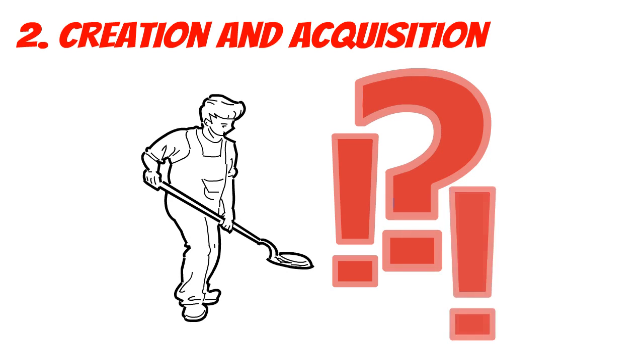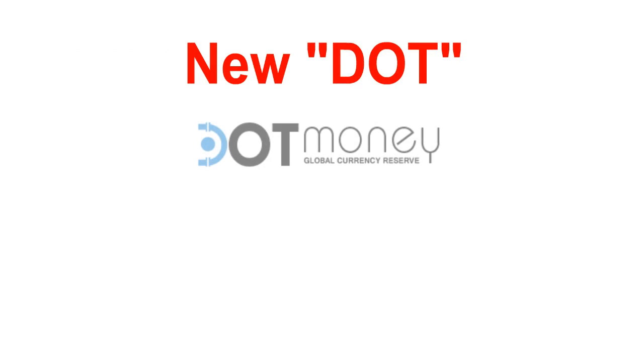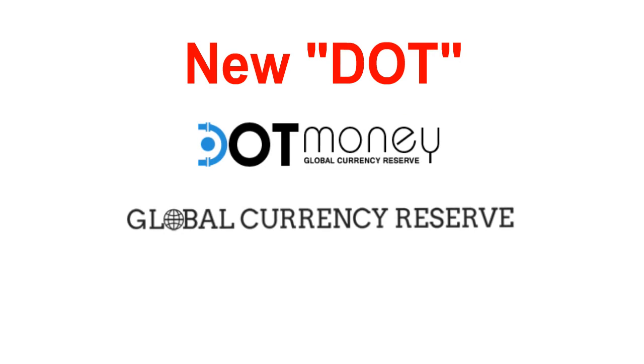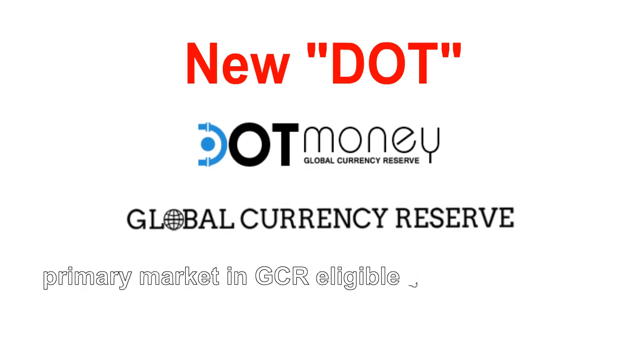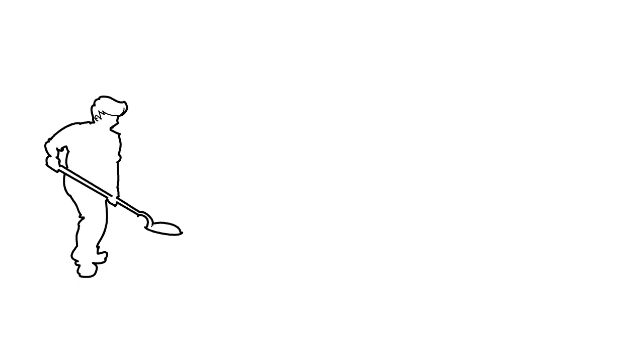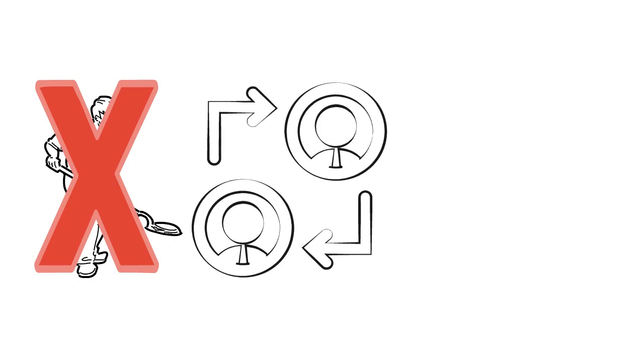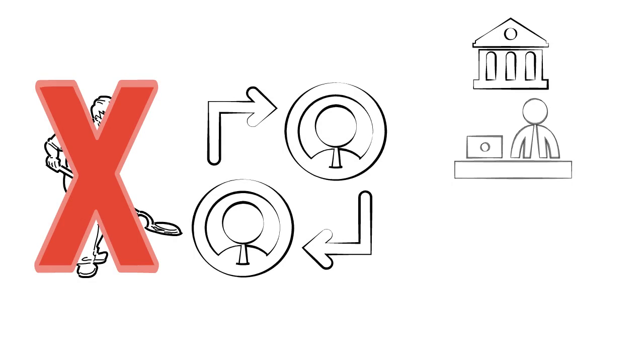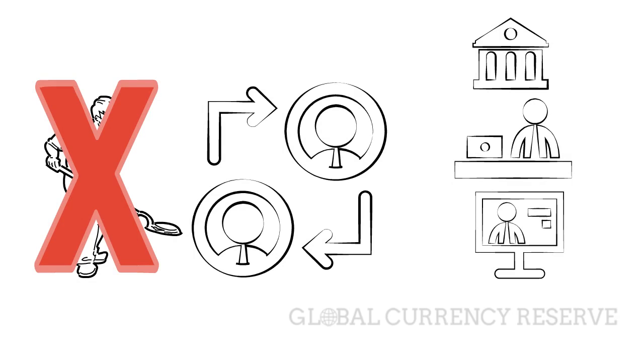The creation of a new DOT, which is the unit of DotMoney, is under the exclusive control of the Global Currency Reserve, GCR, which makes the primary market in GCR eligible global currencies, including DotMoney. So rather than mining for DotMoney, people can simply buy and sell DotMoney from any participating DotMoney exchange, including banks, retail stores, and online exchanges, or directly from the Global Currency Reserve itself.